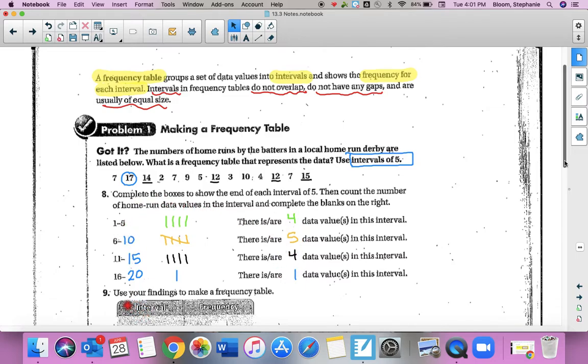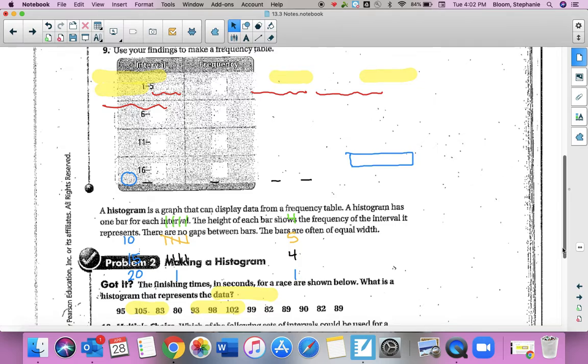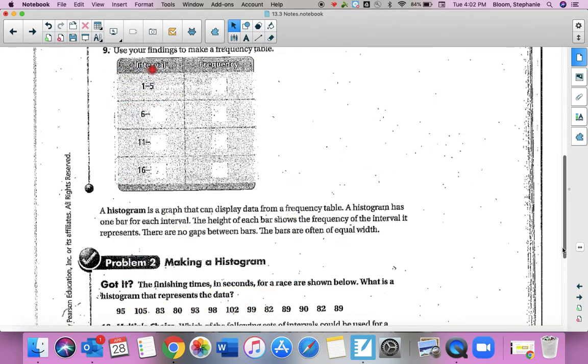And so now we're going to make a frequency table with this. Notice on the frequency table, the left column is interval, the right column is frequency. So it will look like this. When you make a frequency table, you're going to have the intervals, and that was 1 through 5, 6 through 10, 11 through 15, and 16 through 20. And then on the right side, we're going to list the number of times that frequency happened. So on the 1 through 5, it happened 4 times, or you could put a number 4. And then 5 times, 4 times, and then 1 time. Okay, so that's an example of a frequency table.